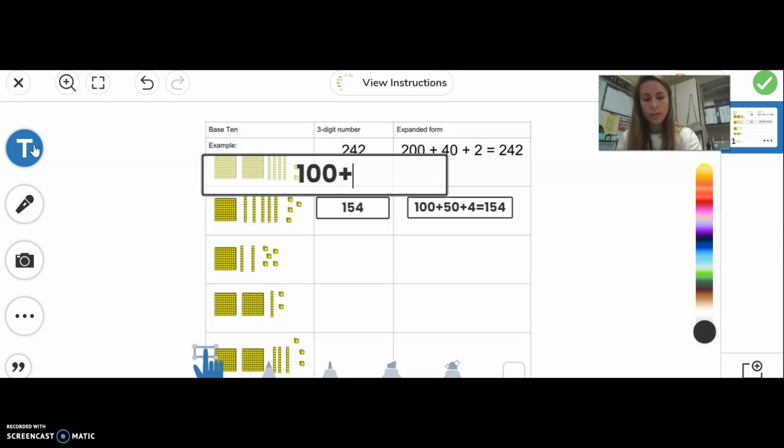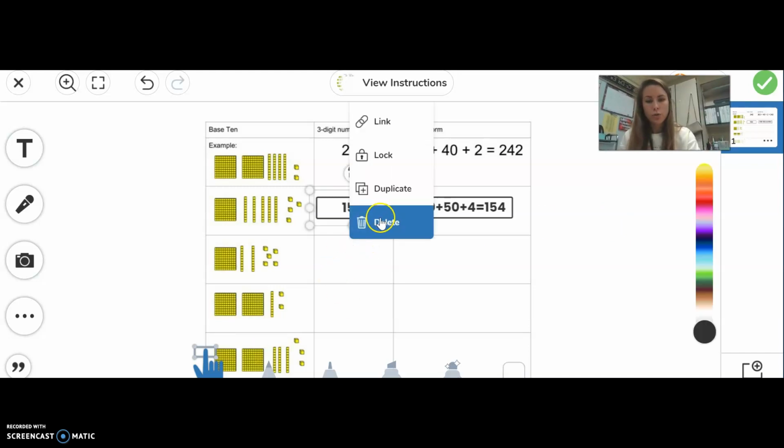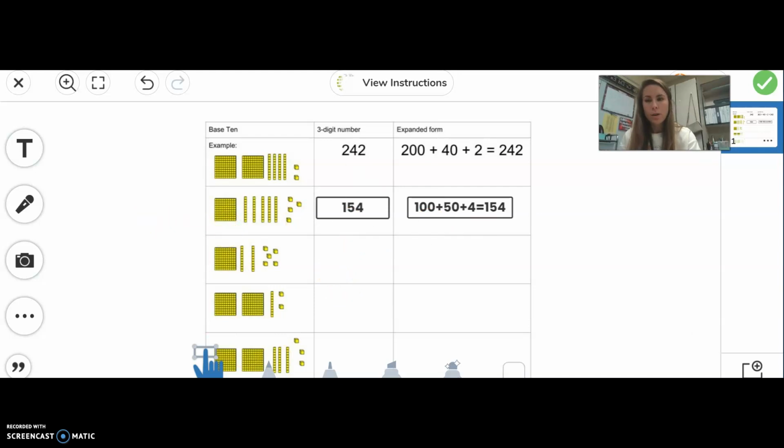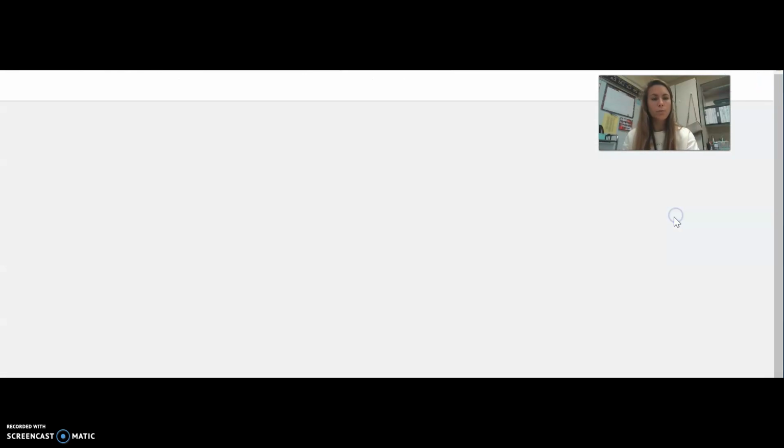100 plus 50 plus 4, which is 154. So you write it out in an addition sentence just like you would when you're saying it. You just write it like you say it. So go ahead and complete the next two problems. Once you're done with that, you're going to come back and go to comparing 3-digit numbers.